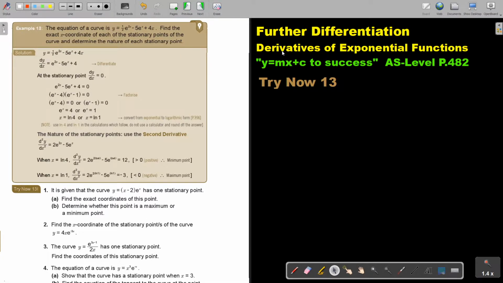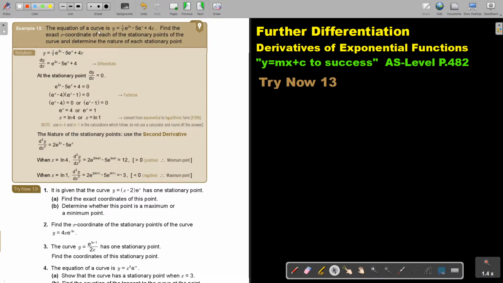In this video, we are going to continue with derivatives of exponential functions. You will find this on page 482 in the Namibian AS-Level Mathematics textbook, y equals mx+c to success. Let's look at another example.